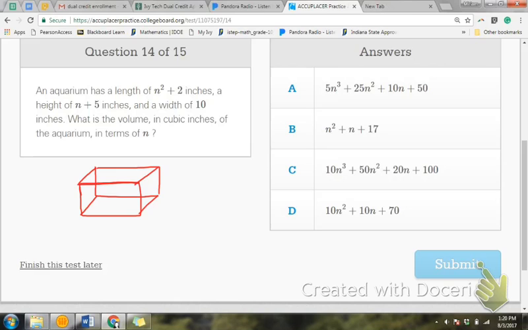So you're drawing 2 rectangles. All right. It says it has a length of n squared plus 2 inches. My height is n plus 5. And the width, so that would be this part right here, is 10. What is the volume in cubic inches?